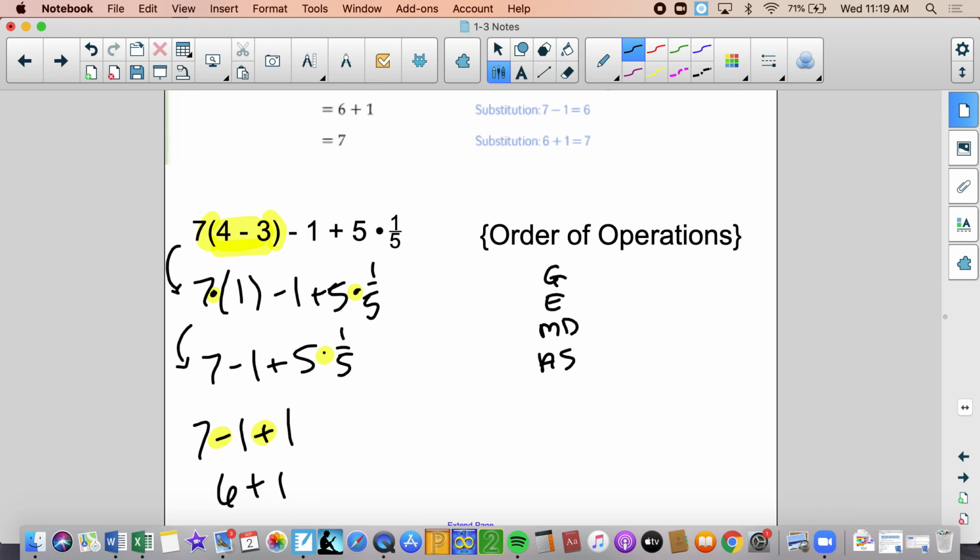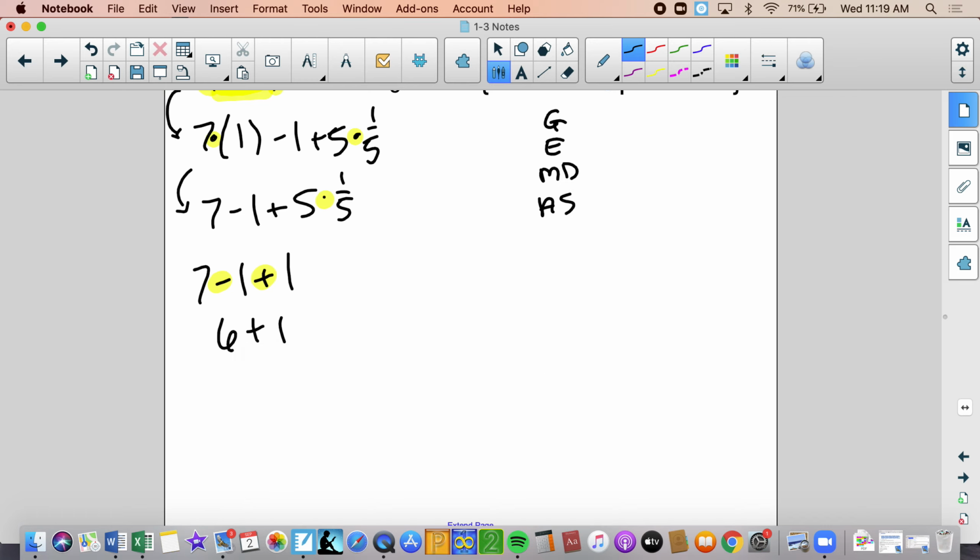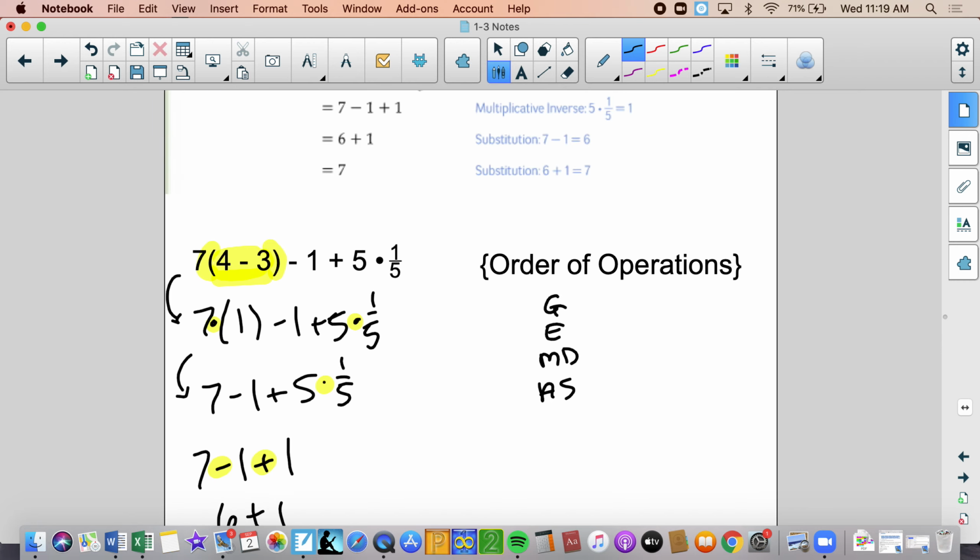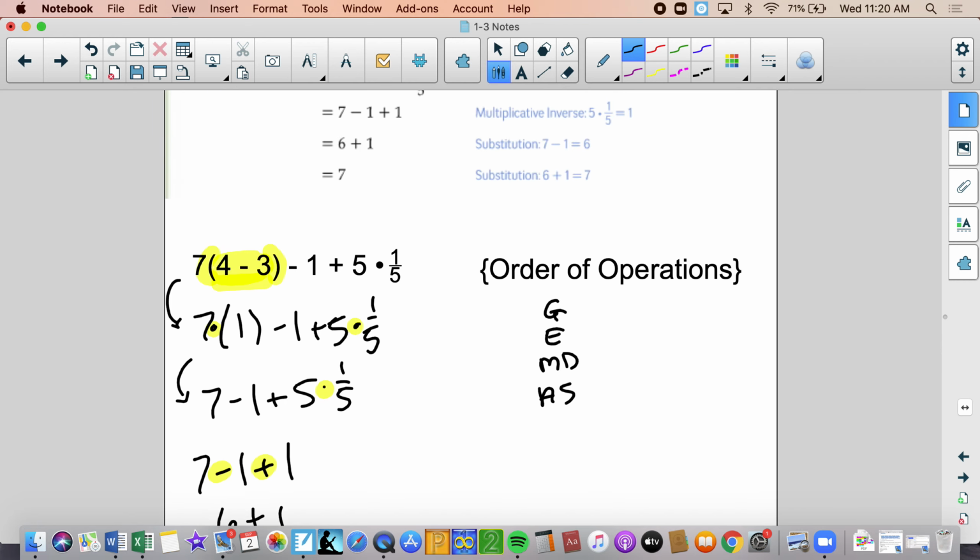And what operation is that? Substitution. We substituted what 7 minus 1 equals to 6. And then we do 6 plus 1, which is 7. And that again is substitution. We're substituting 6 plus 1 to 7.